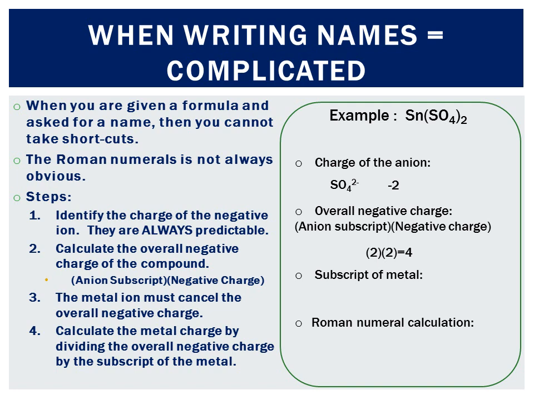The subscript of the metal, come up here, look for a number. There is no number, so 1 is implied. And I take my overall negative charge and my subscript of the metal and divide them. 4 divided by 1 is 4. This tells me that the charge on tin is 4. So I have tin(IV) sulfate as my name.